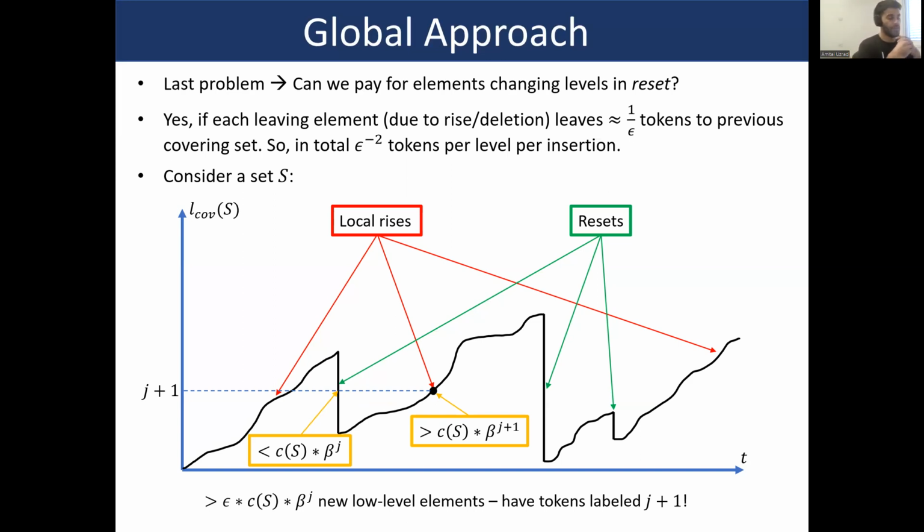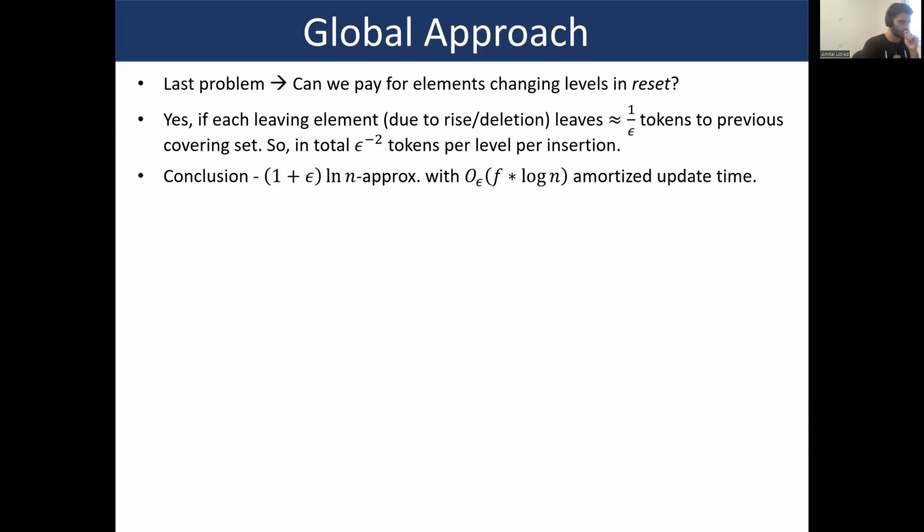Now, these low-level elements, since they are an epsilon fraction of the elements that are rising, therefore, if each one gives, as we said, 1/epsilon token, then we can redistribute for the whole rise. So the conclusion is that we have a 1+epsilon approximation, right? Because we had the beta to the power of 4. Beta was 1/epsilon. We can scale down epsilon. And our amortized update time is order of epsilon, F times log n.